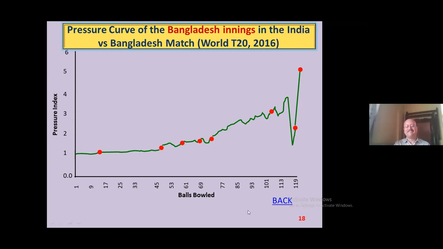Thanks again. All right, so this is the example we are working with. If we want to look at turning points, this is something like a turning point, but this is also a turning point. This is all within the last over, the last 6 balls, where the pressure curve took big jumps in both directions, downward and then back upwards. And of course, you know the final outcome.